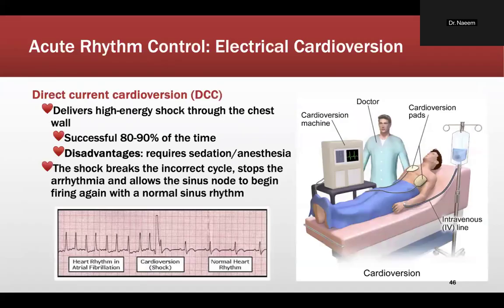So direct current cardioversion entails, again, as I briefly mentioned, a high energy shock through the chest wall, which shocks the heart back into normal rhythm. It's successful 80 to 90% of the time, but it's a procedure, so it would require sedation, anesthesia, all that. This shock breaks the incorrect cycle, stops the arrhythmia, and allows the sinus node to begin firing again with the normal sinus rhythm. So you can see at the bottom the EKG strip going from abnormal to normal.